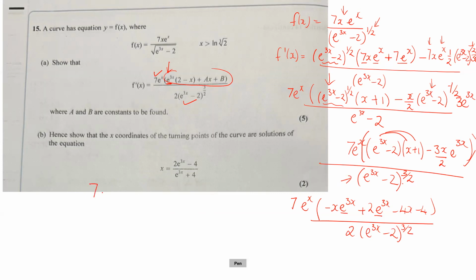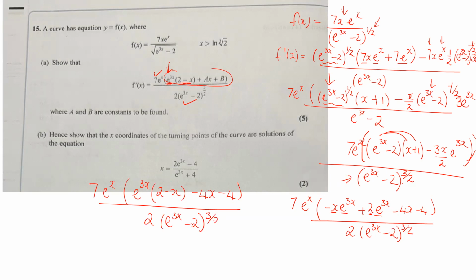So we've got 7e to the x, then we've got our e to the 3x, so that needs to come out, and we're going to have a plus 2 and a minus x, so that will give us a 2 minus x, put it round in the way they want it, so that's all times by e to the x, and then we've got a minus 4x and a minus 4, and that's all over my 2 e to the 3x minus 2 to the 3 over 2. So we've got it now that A and B are both minus 4. Any questions?